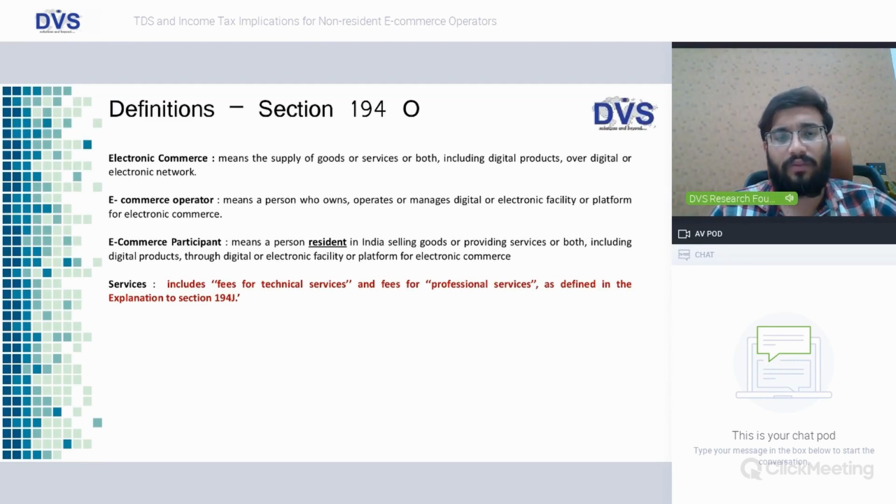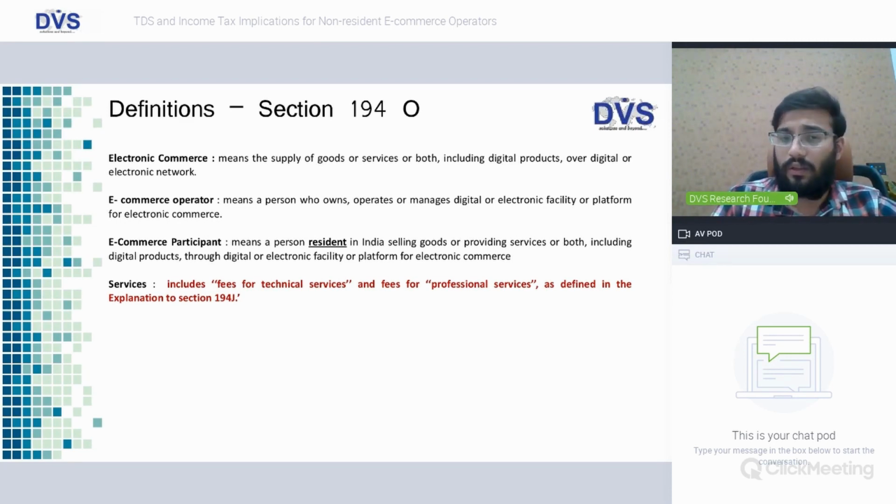Electronic commerce means the supply of goods or services or both, including digital products, over a digital or electronic network. E-commerce operator: a person who owns, operates, or manages a digital or electronic facility or platform. E-commerce participant means a person resident in India selling goods or providing services or both, including digital products, through a digital or electronic facility or platform for electronic commerce.